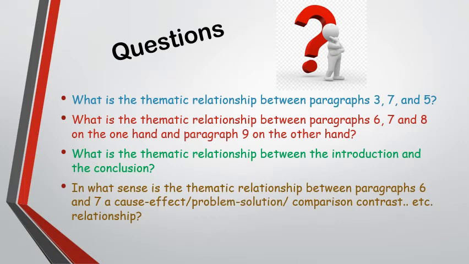And of course, we all know that all introductions and conclusions are related because they talk about one topic. Or the question might be, in what sense is the thematic relationship between paragraphs 6 and 7 a cause-effect? Because you know the thematic relationship might be either cause-effect, one paragraph talks about the causes, the other one about the effects, or it could be problem-solution, one talking about the problem and then presenting the solution, or it could be comparison, contrast, etc. relationship. So these are the questions that might face you in the test.